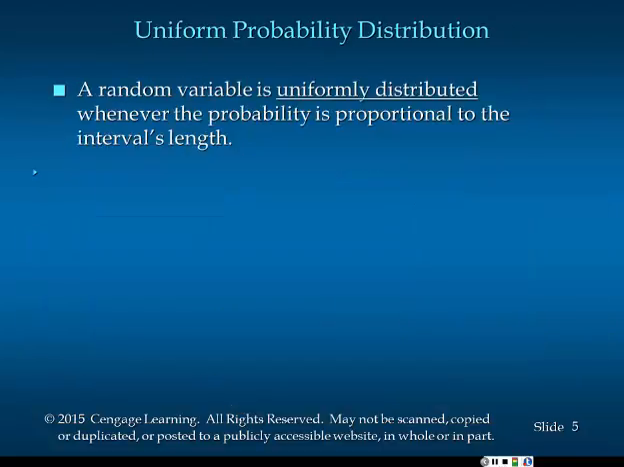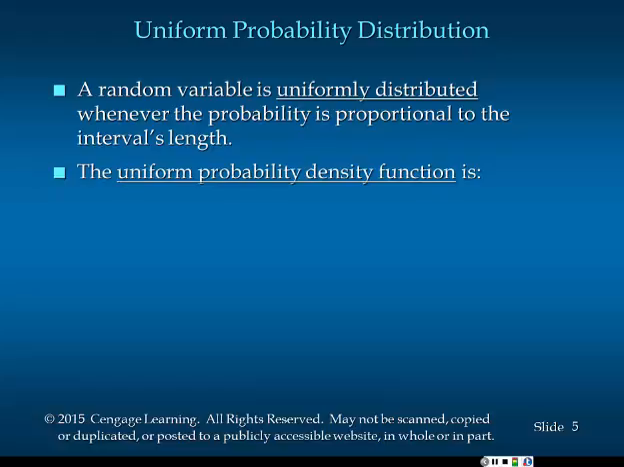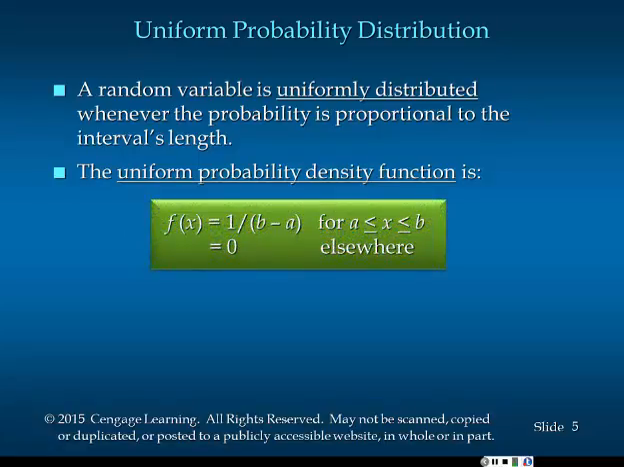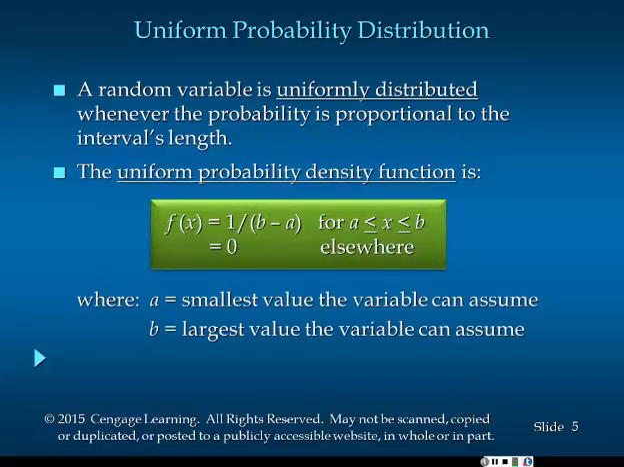Alright, so we have a random variable that's uniformly distributed whenever the probability is proportional to its length, meaning that every observation, in theory, has an equal probability of occurring. There is no central tendency, if you will. The uniform density function is actually just quite flat. You take 1 over the highest value minus the lowest value. Notice that x is nowhere in there. So this really is just a rectangle. This is telling you the height of that rectangle, and you're going to give it two endpoints.